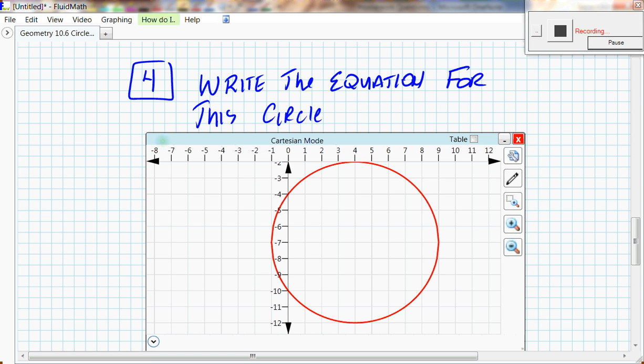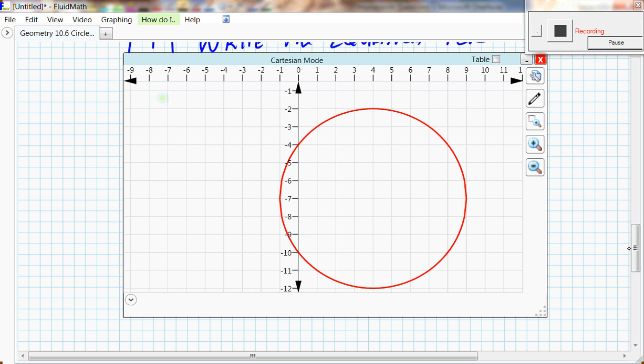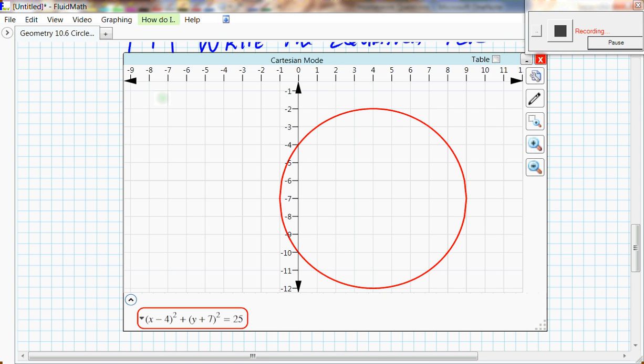All right. Allie, what's the equation for this circle? No, the equation. The equation. So the 4 is negative and the 7 is positive. Is that true? Okay, here's the answer down below. Let's see here. (x minus 4) squared plus (y plus 7) squared equals 25. Beautiful work. Very nicely done, all right?